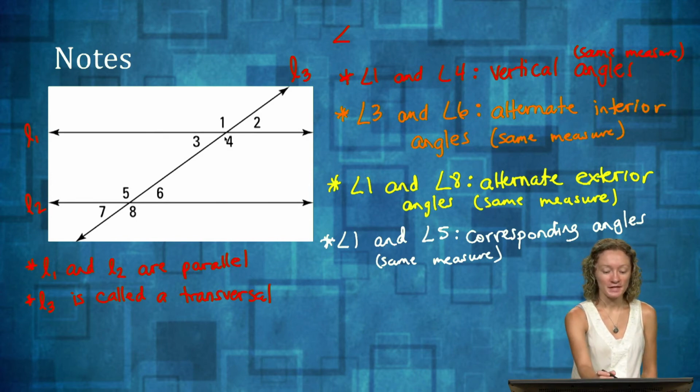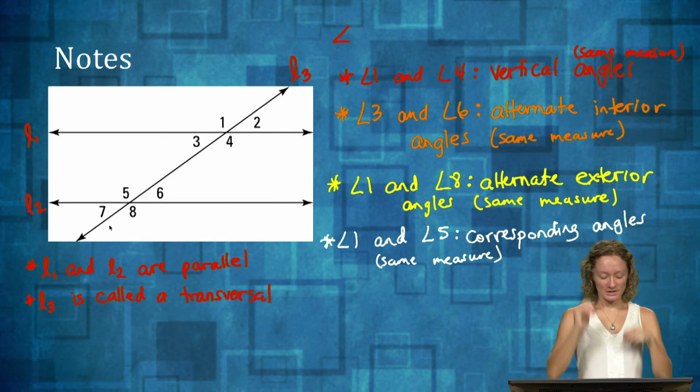Vertical angles are the same. Angles across from each other are the same. Alternate interiors are the same. 3 and 6 are the same in this picture. 1 and 8 are the same from alternate exteriors and corresponding in the same positions in the pods. So you'll notice that there's a lot of same measurements throughout this picture.